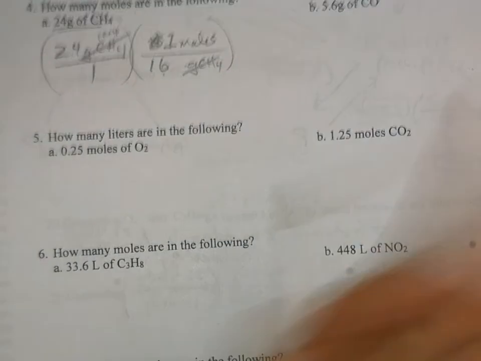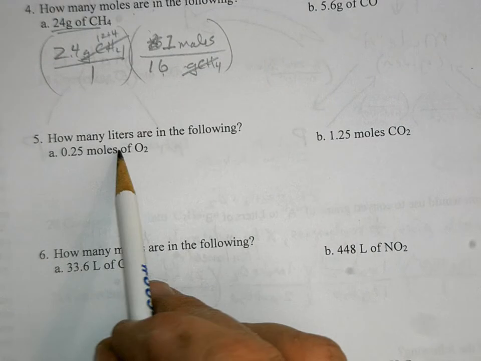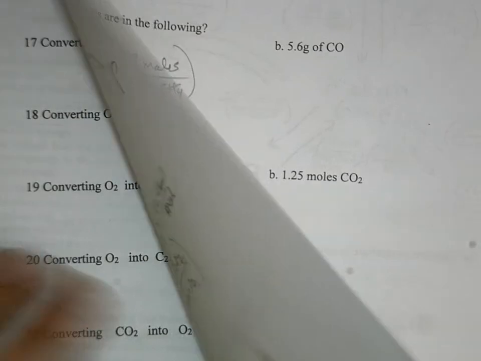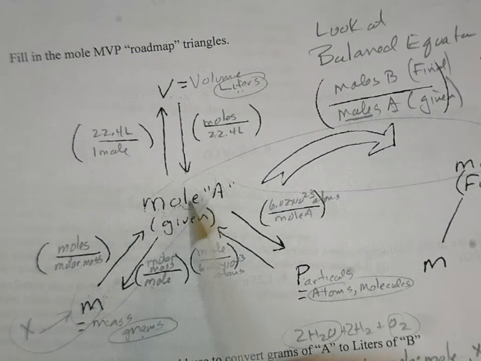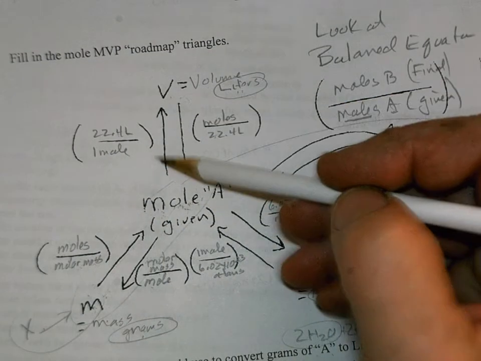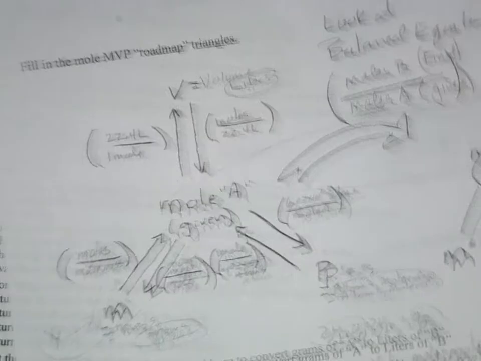On number 5, we're looking for liters. So if you're still not sure, you come over, we're given moles, we're looking for liters. So we're right here, right in the middle of our triangle. Since we're coming out here to volume, we're going to multiply by 22.4.